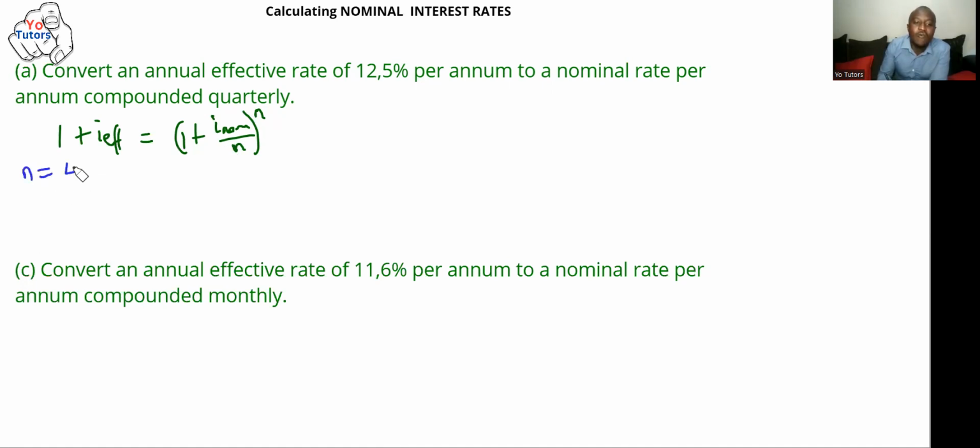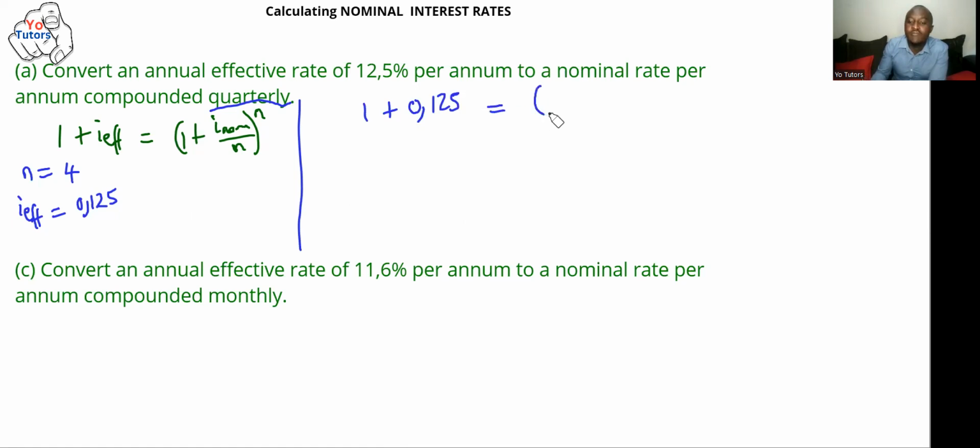Once we're given quarterly, it means that our n is 4, and our I effective is equal to 0.125. Okay, so we have what we need now. So we're just going to calculate I nominal here. If we substitute everything, it's going to be 1 plus 0.125 is equal to, in bracket, 1 plus I nominal, which is what we don't have, over 4, to the power of 4.